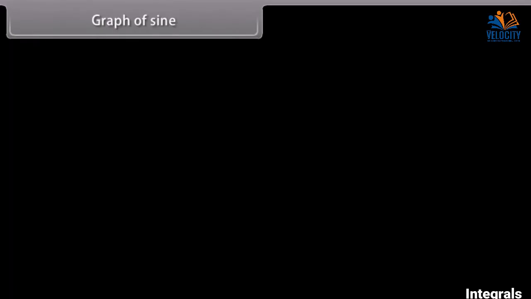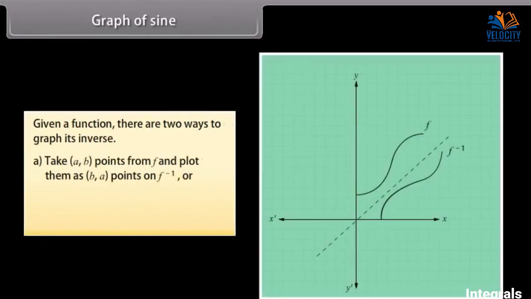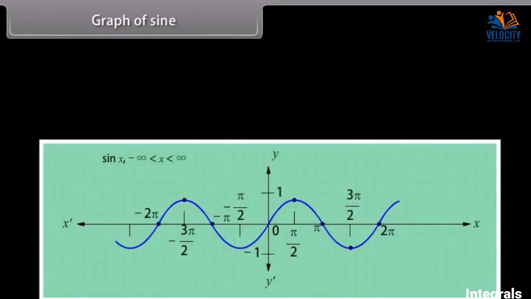Graph of sine. Given a function, there are two ways to graph its inverse. First, take a, b points from f and plot them as b, a points on f inverse, or second, rotate the graph of f about the line y is equal to x. We will begin this discussion by finding the inverse of the sine function. This is the graph of f of x is equal to sin x.